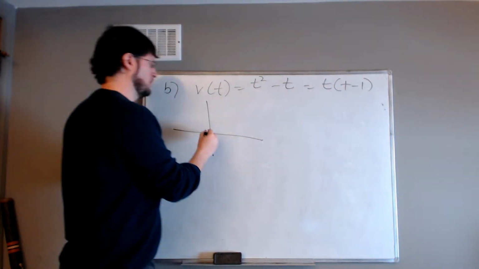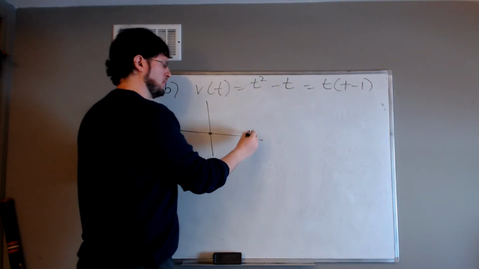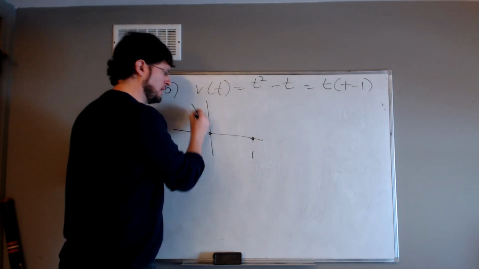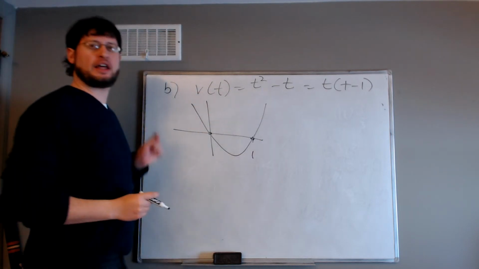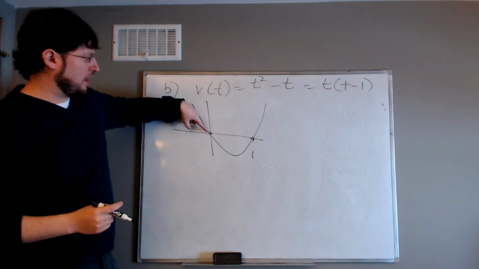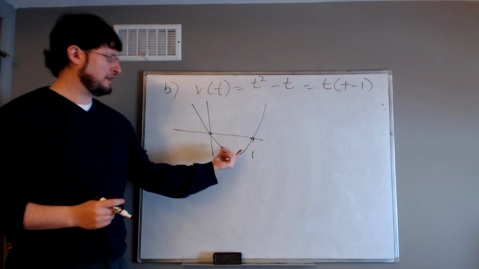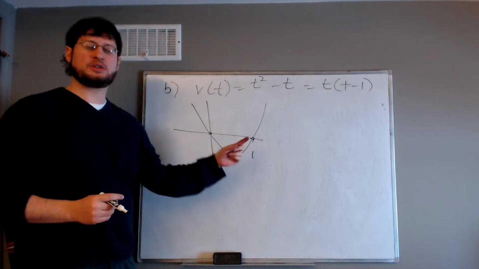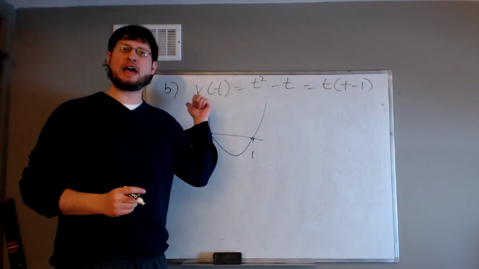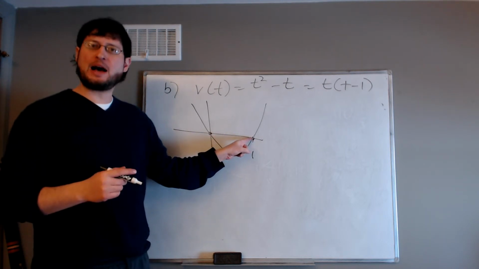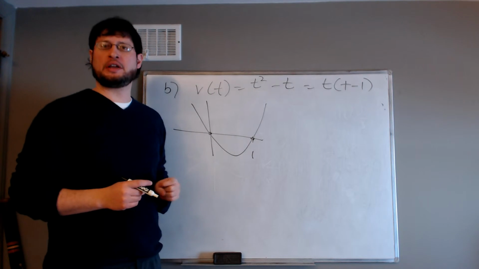So it goes through the origin at time 0. It goes through the origin at time 1. It's a parabola that opens up. So this is what the velocity looks like. This is saying velocity 0 at time 0, velocity 0 at time 1, negative velocity in between, which means that it's moving left. If I have a negative velocity, it's moving left. At time 1, it stops and turns around and moves right.